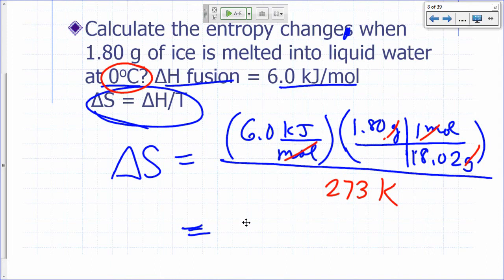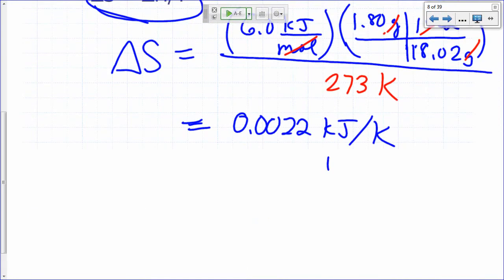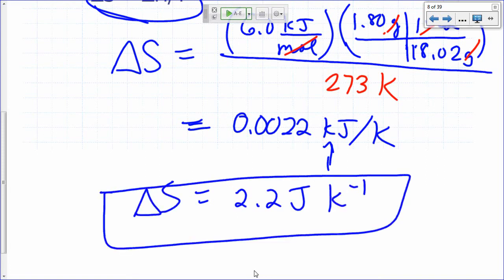So that's 0.00219, 0.0022 kilojoules per Kelvin. Kilo is 1,000, right? So that's going to be 2.2 joules per Kelvin. So that would be the delta S. You got it? That's how you calculate the change in the entropy.